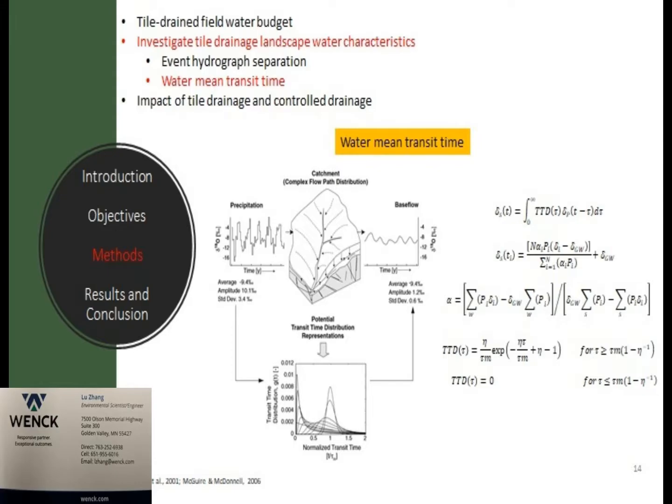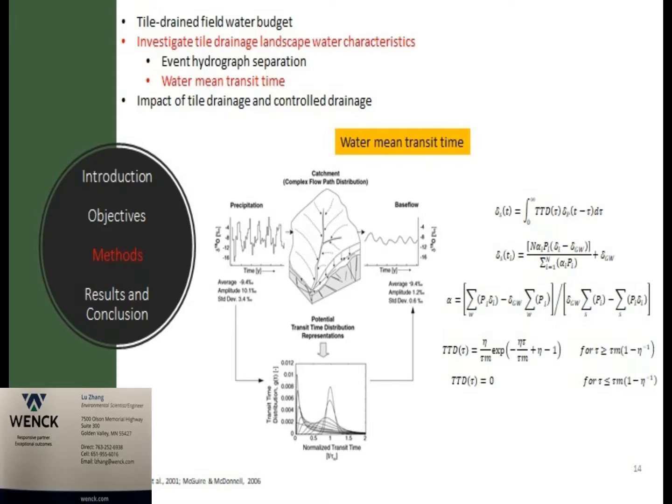When precipitation hits a catchment or a landscape, it goes through the landscape through different transit time distributions. This is the transit time distribution. It can move through different pore volumes. It can move through tile drain and move through everything and come out as the base flow.